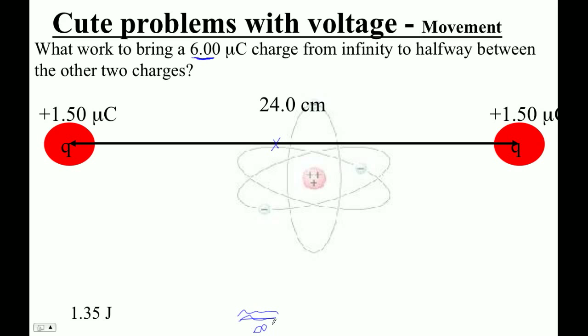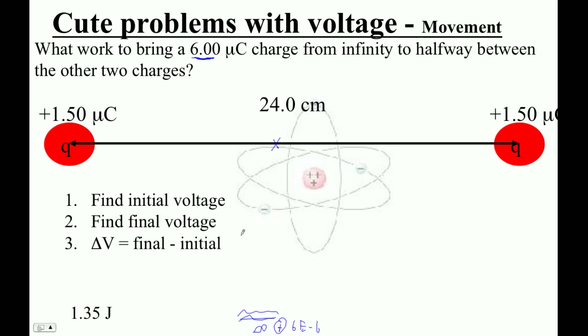So I'm going to take this charge, a 6 microcoulomb charge, and I'm going to put it here. Now the way you do these step by step is you want to find the initial voltage, find the final voltage. The change in voltage is final minus initial, okay? You've got to remember that, right? That's always like, let's say you're growing, right? Your change in height is the height at the end of the year minus the height at the beginning of the year. That's how you would get a positive number, right?